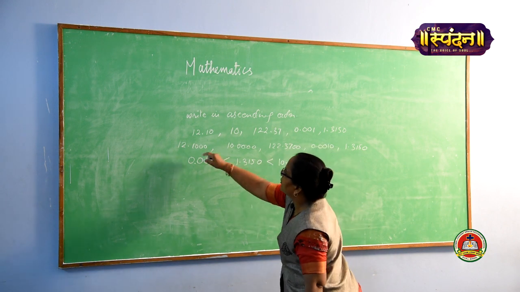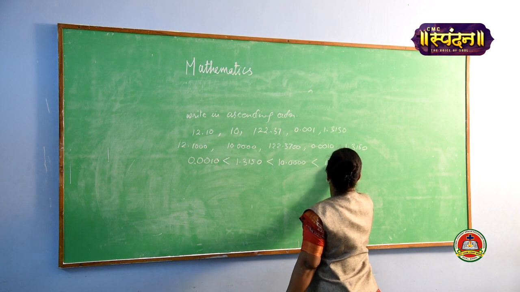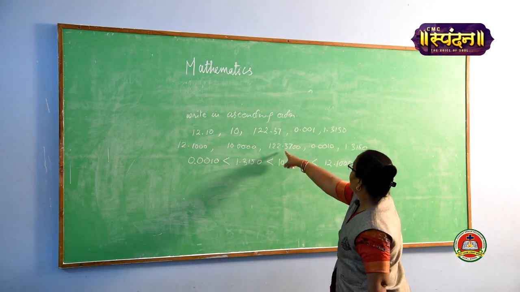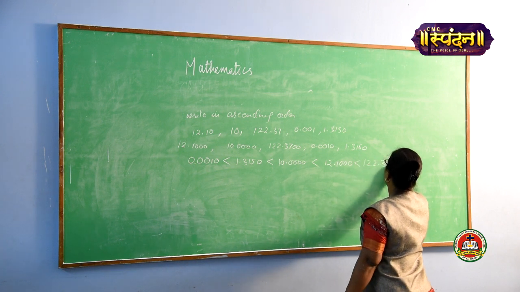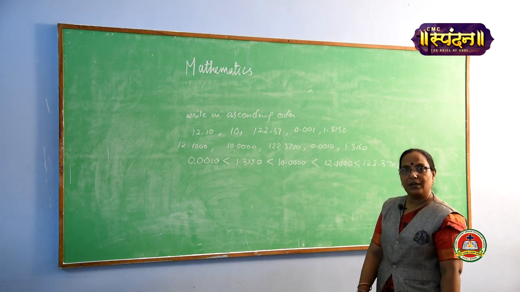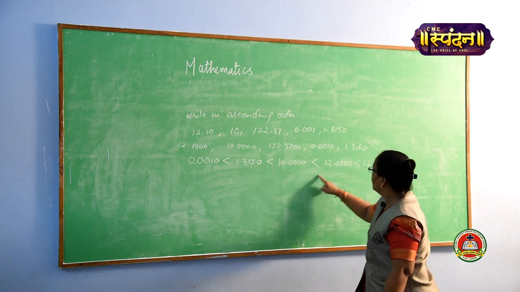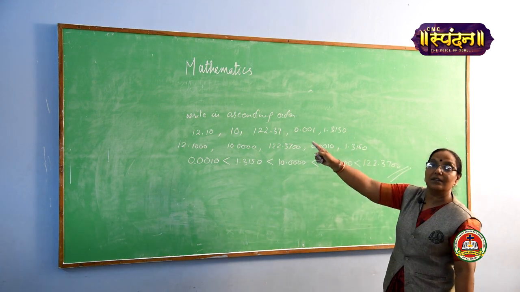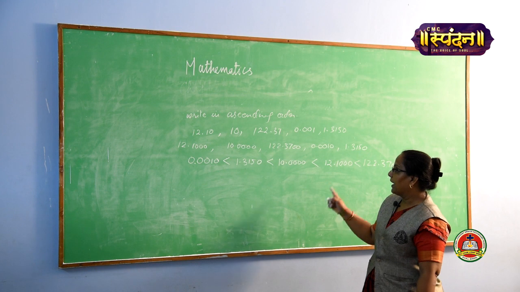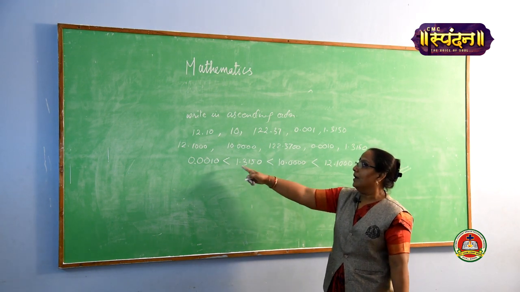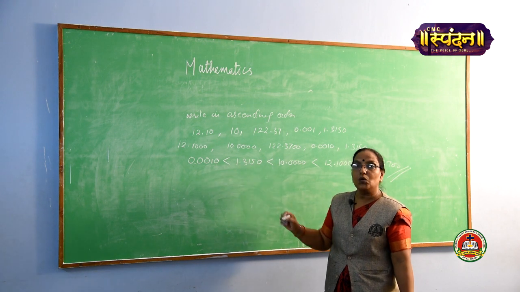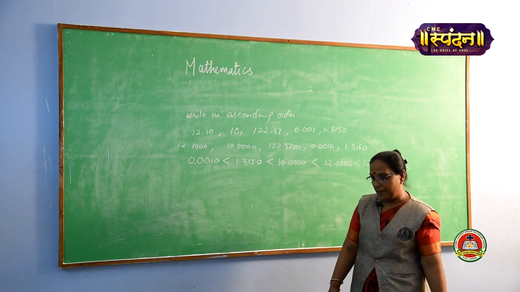Then we are going to write 12.1 and then the last one is 122.3700. Clear? This is the ascending order of the given numbers. So again, what is important? While you are going to arrange in ascending order, please use the sign, don't use any commas. Okay.